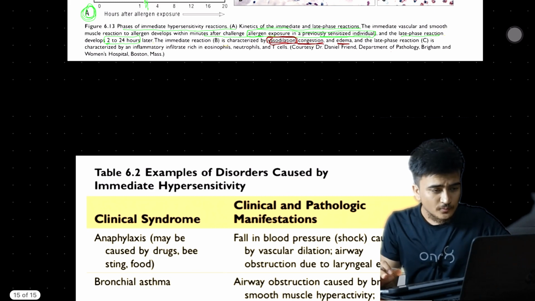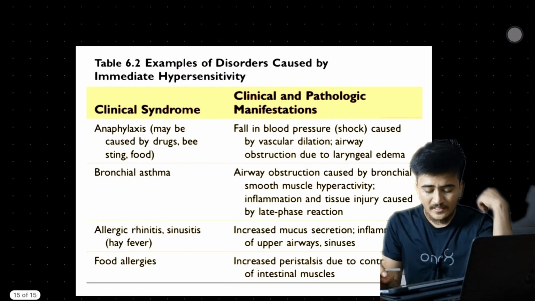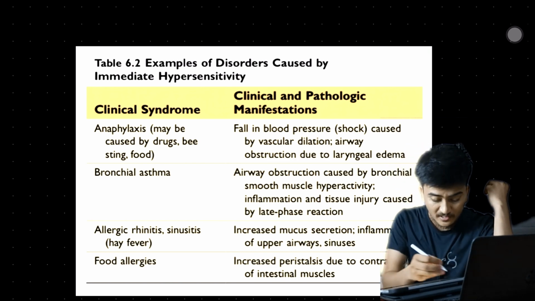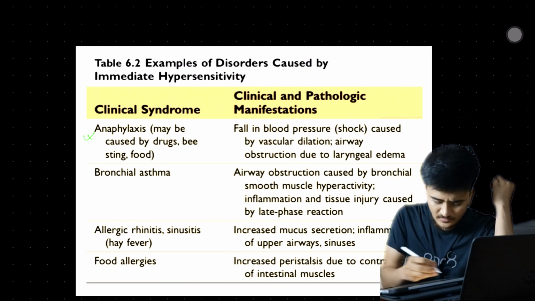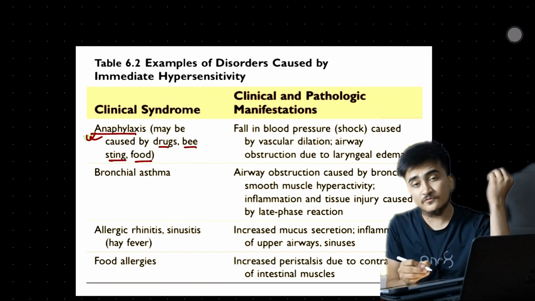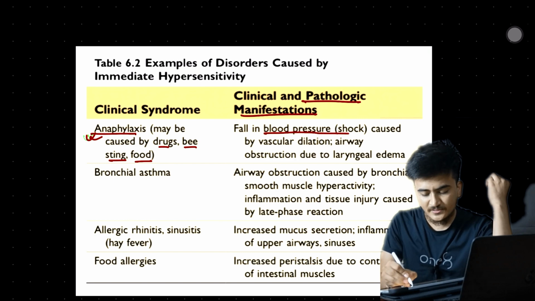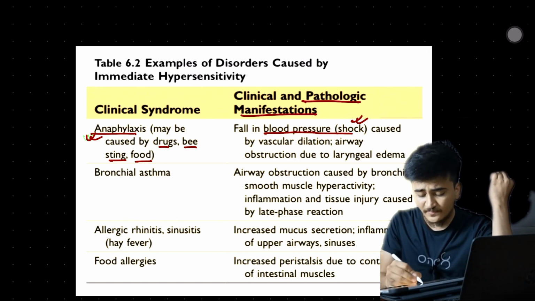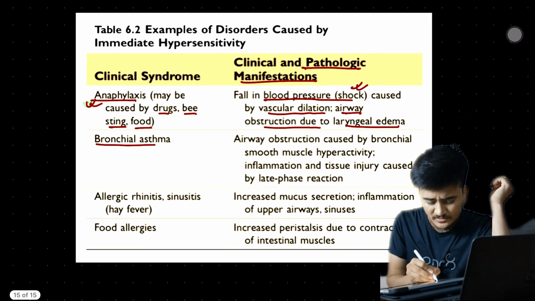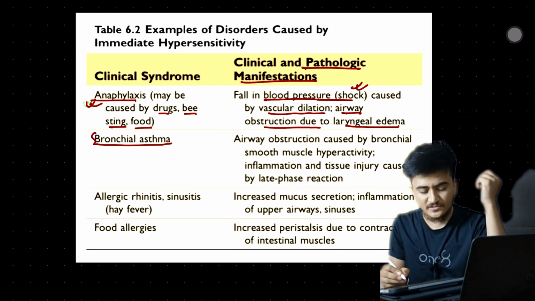Now, while proceeding forward, I would like to take you toward various examples of disorders caused by immediate hypersensitivity reaction. Some of the examples are anaphylaxis, which can be caused by drugs, bee sting, or food. The pathological manifestations are a fall in blood pressure that may result in shock caused by vascular dilation, and airway obstruction due to laryngeal edema. We have also said that bronchial asthma is a manifestation of hypersensitivity type 1.